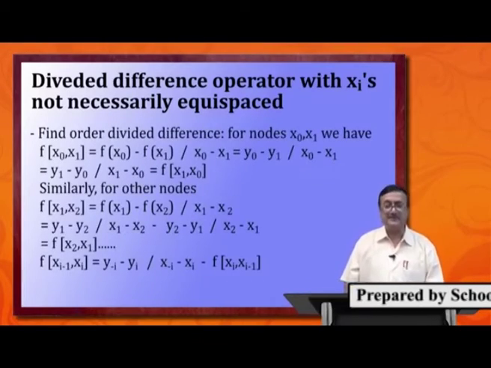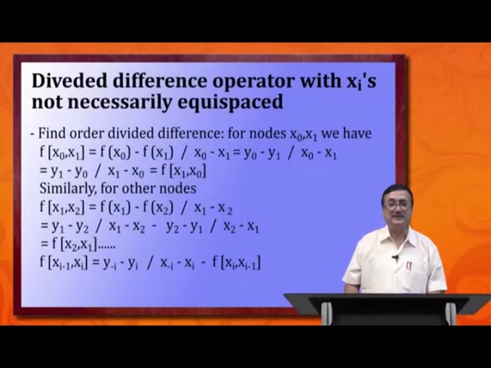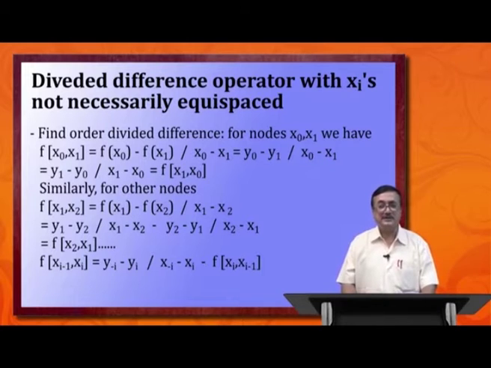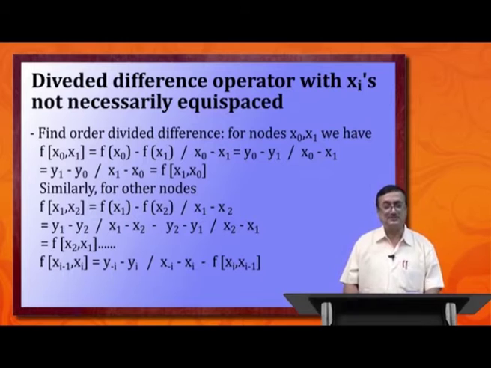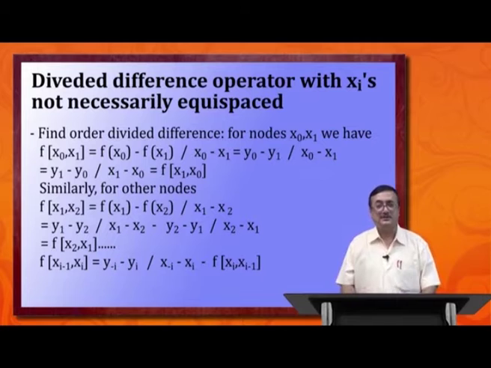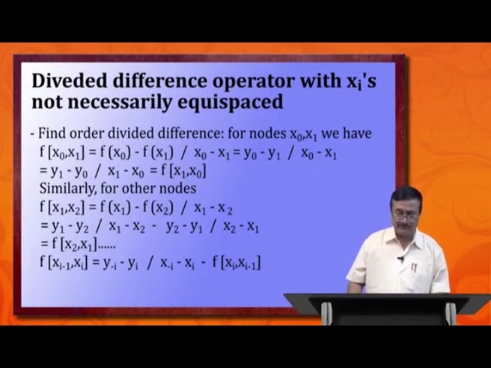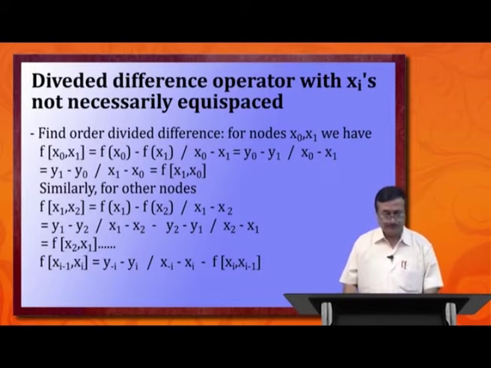The first order divided difference is defined in the following manner: f of x0 x1 is equal to f of x0 minus f of x1 by x0 minus x1. You can notice that the symbol used is f, after that we use third bracket, x0 x1. This is the conventionally used notation in defining the first order divided difference due to Newton.